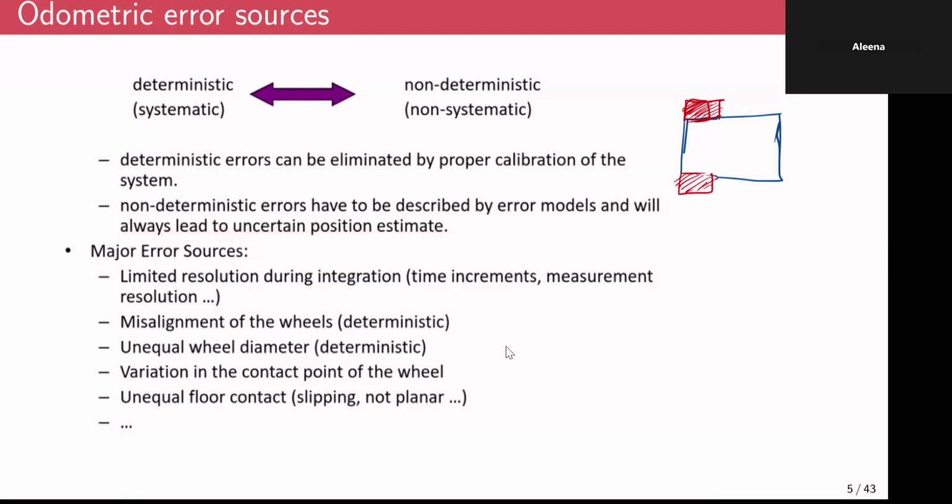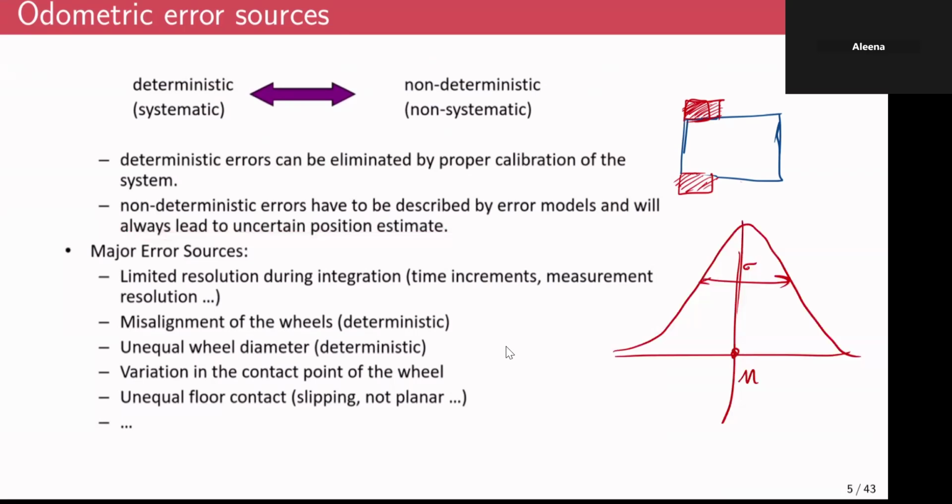So you cannot model them exactly, but you can model non-deterministic errors as a probability distribution. Not exact, but you can model them as a Gaussian distribution with a mean, mu, and a variance, sigma. Every time you have an error, you can expect that error to be within this bell curve, if you assume your error follows this sort of distribution, a Gaussian distribution.